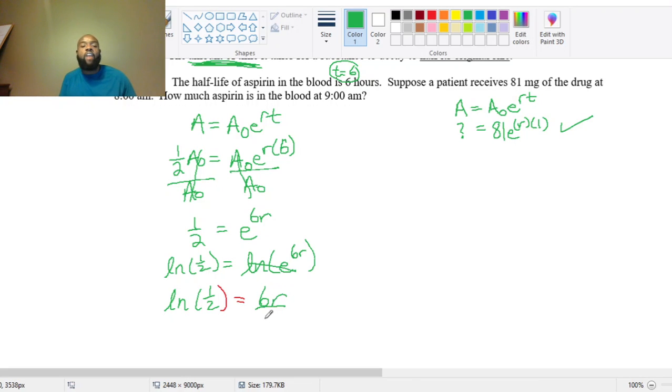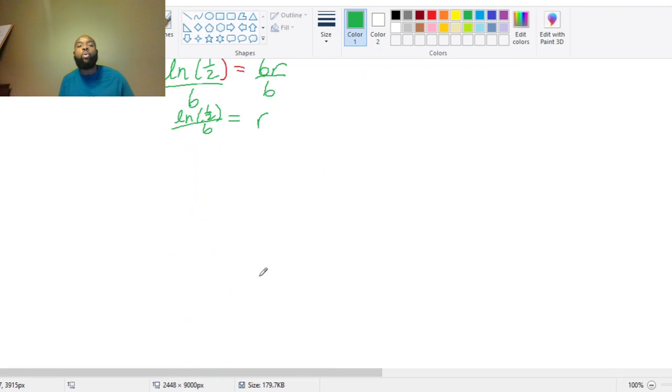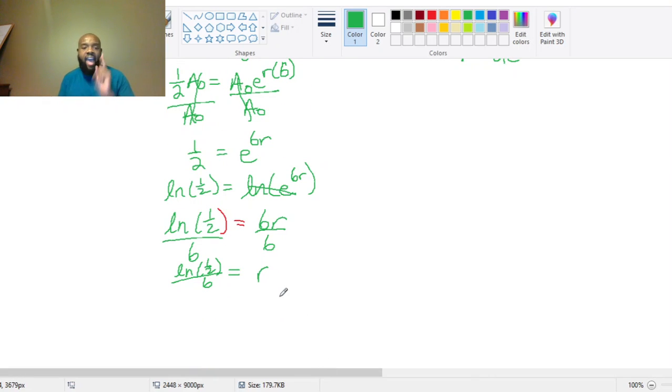All right, we're going to divide both sides by 6. And I'm going to get r equals the natural log of 1/2 divided by 6. And so now you can put this in your calculator, but I do want you to know something about some of these exponential equations here. If I put this in my calculator and I use a rounded value, sometimes my answer may be way off, even if I round it to 3 decimal places. 1 decimal place or 3 decimal places versus 5 decimal places can end up with a very different number.